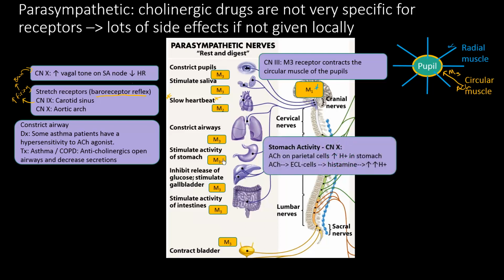In terms of the stomach activity, remember that acetylcholine acts on those parietal cells to increase stomach acid, but that's not the major route in which it increases stomach acid. The major way, remember, is that acetylcholine would bind to those enterochromaffin-like cells, and that would cause an increased release of histamine, which really causes an increase in stomach acid. And so we can see here how autonomics might play a role in peptic ulcer disease.